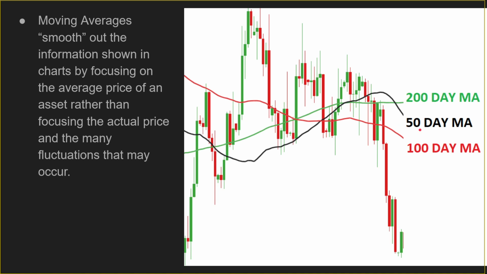In the black, we see the 50-day moving average. So this means that this is taking the average closing price. Typically, it's closing price. That's something that you can set, but for the most part, it's the average closing price of the last 50 days or the last 50 candles in this particular case. We're assuming that this is a daily chart.